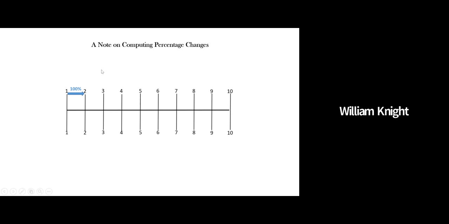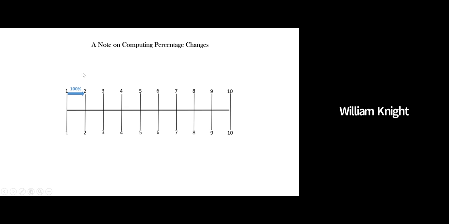Anytime anything doubles, it's a 100% change. 2 divided by 1, new divided by old, new minus old is 1. 1 divided by 1 is 1. Multiply that by 100. Sorry about that.